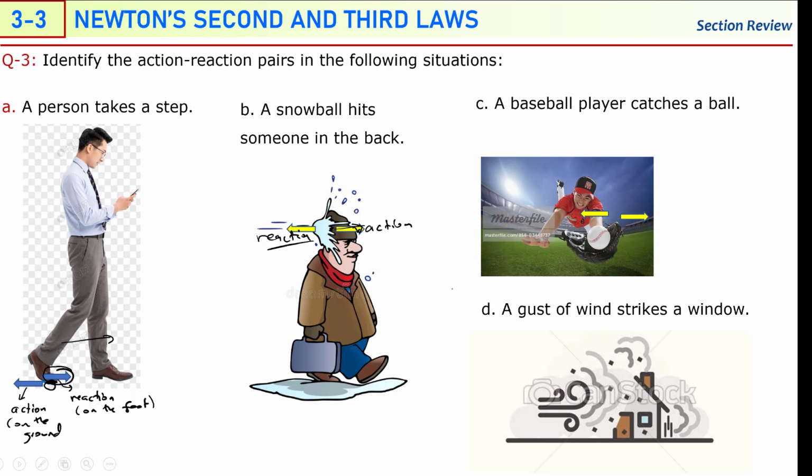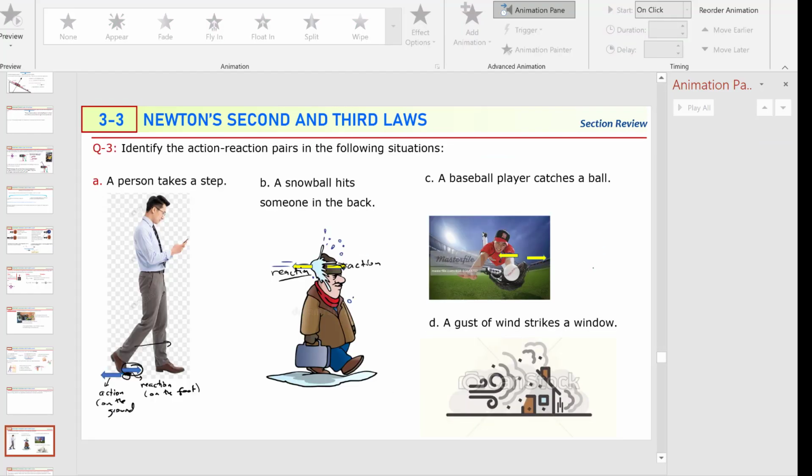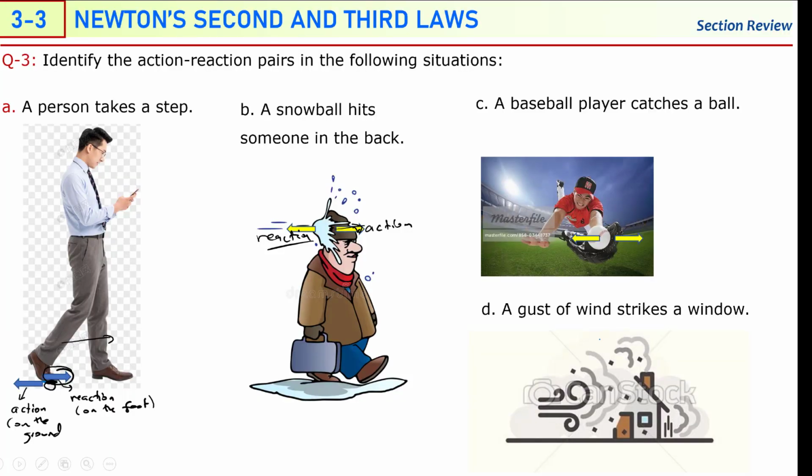And C, a baseball player catches a ball. So let's change their places. One force must be acting on your glove while you are holding it, on your hand, and the reaction force must be on the ball. So this is what action-reaction is. The baseball exerts a force on your glove, on your hand. If you say this action is on your hand, the reaction must be on the ball.